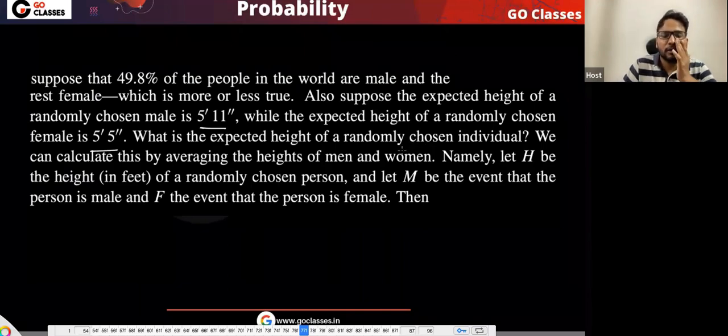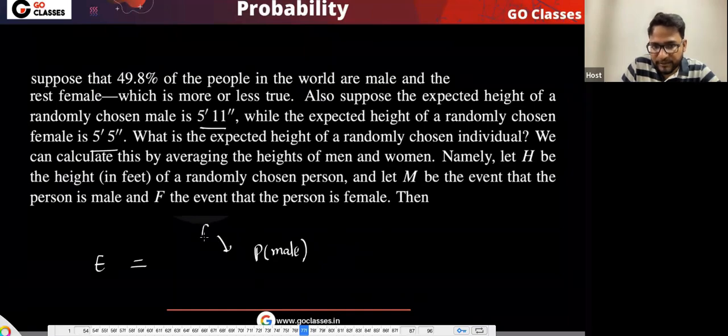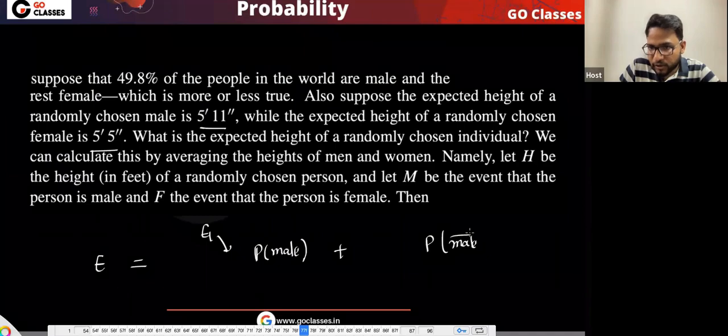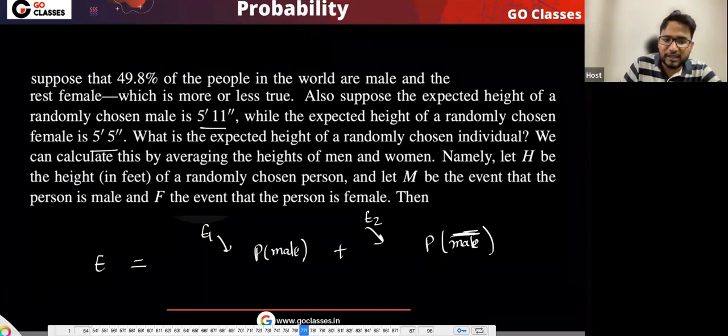What they're saying is that it could be male or it could be female. So the expected height of a randomly chosen individual will be: if you choose male, with the probability of male, there will be some expectation, plus you do not choose male. I mean, basically you choose female. There are only 2 possible genders here in this case. So you choose female or you do not choose male, and in this case, what is the expectation?